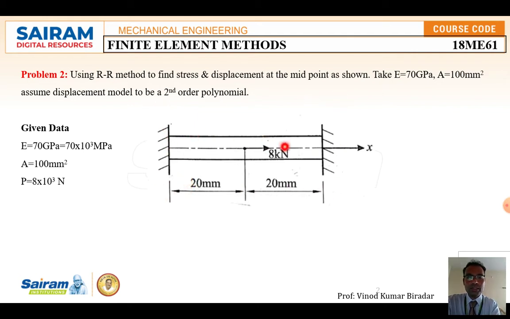Here both ends are fixed, and exactly in the middle an axial load is acting, that is 8 kilonewton. Total length is 40. So this end is also fixed, that is u equal to 0, and this end is also u equal to 0.